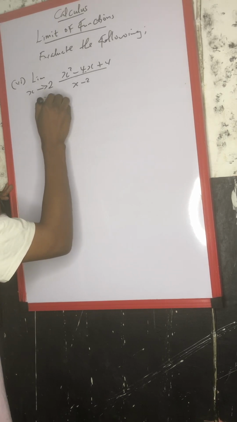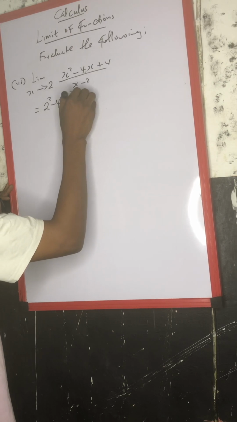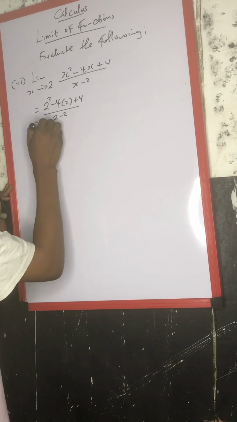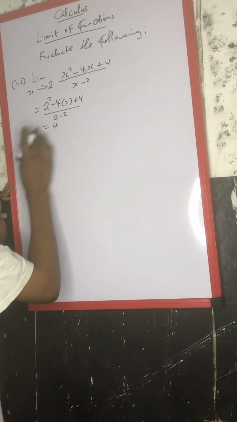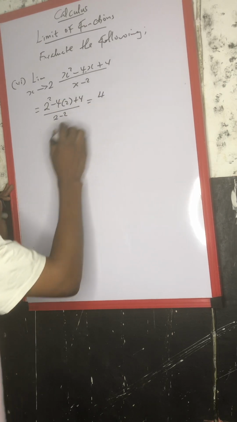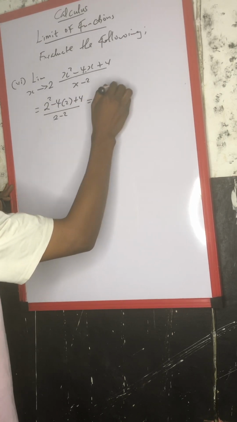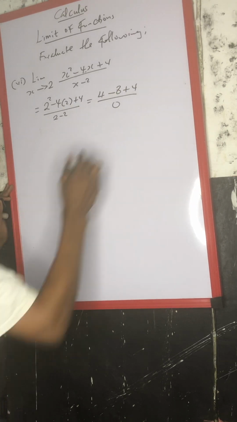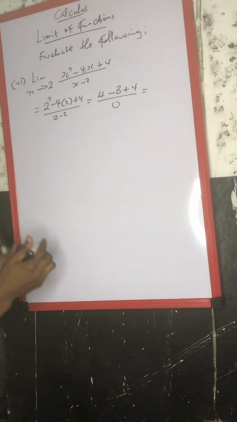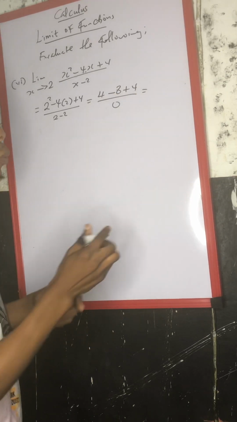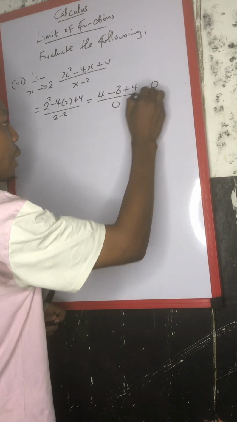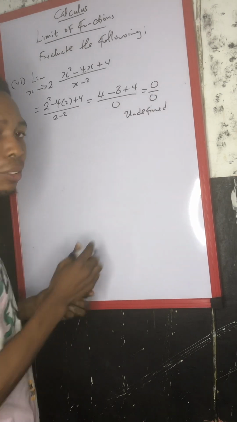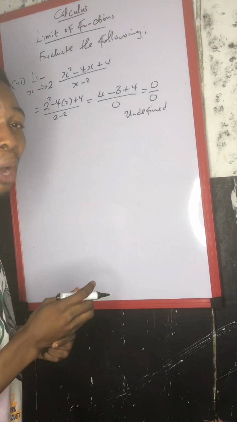2 raised to power 2 minus 4 times 2, then plus 4, all over 2 minus 2. So 2 raised to power 2 gives us 4, then minus 4 times 2 gives us 8, plus 4, all over 2 minus 2, which gives us 0. From there, 4 minus 8 gives us minus 4, and minus 4 plus 4 gives us 0. So 0 over 0. Here you call it undefined. Now you can work on that particular expression.